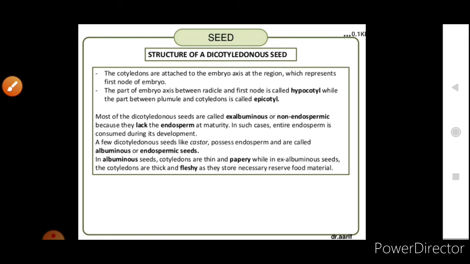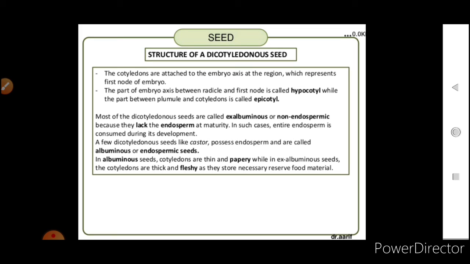Now the structure continues: the cotyledons are attached to the embryonal axis at the region which represents the first node of the embryo. The part of the embryo axis between radicle and the first node is called the hypocotyl, while the part between plumule and cotyledon is called the epicotyl. Most of the dicot seeds are called exalbuminous or non-endospermic because they don't have endosperm, which is a nutritive material present in the seed. In this kind of seed, the entire endosperm is consumed during its development.